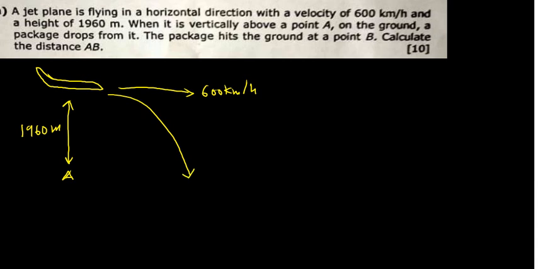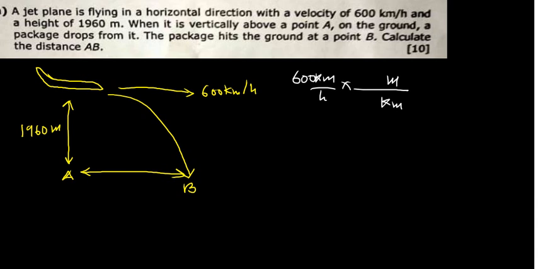Now the question is, the package hits the ground at point B. Calculate the distance AB. So what we want to calculate is this distance here. Well, how do we calculate that? The first thing is I want to convert this 600 kilometers per hour to SI units. So we're going to multiply. We've got a kilometer on top, we're going to put a kilometer down and then a meter on top.